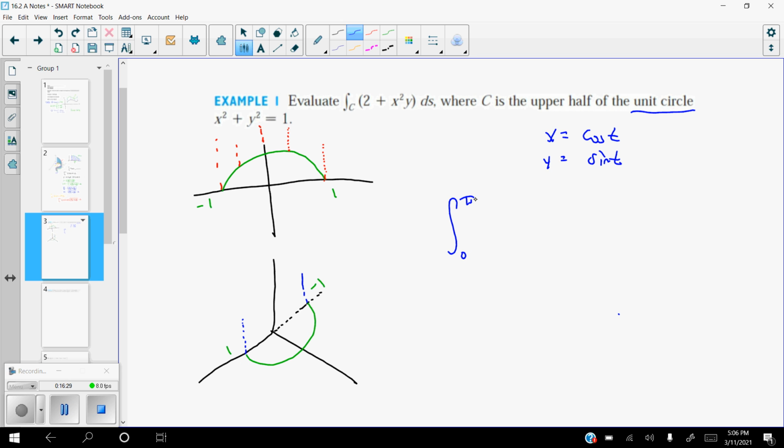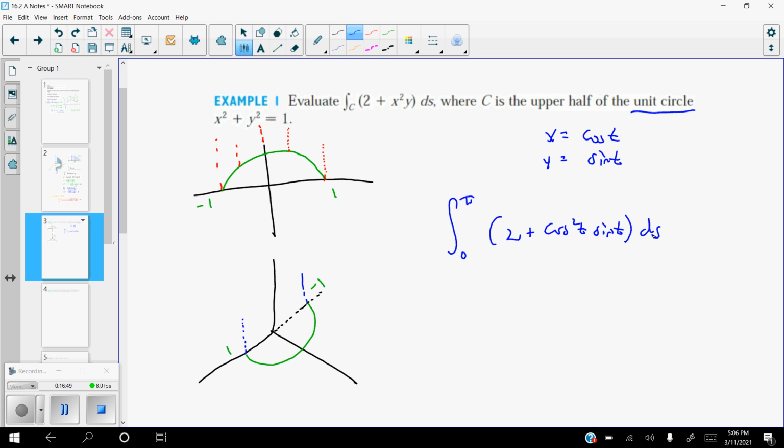Okay, I have to redefine my function, which is 2 plus x squared y, parametrically. Well, 2 is just 2. x is cosine, so it's going to be cosine squared t. y is sine, so that's going to be sine t. ds.